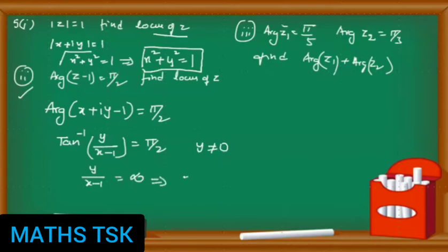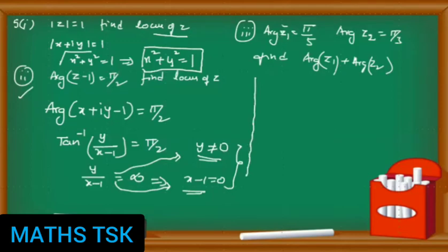This implies x minus 1 is equal to 0. These two are the conditions. It means when x minus 1 is equal to 0, something by 0 becomes infinity. 0 by 0 means undefined, so y is not equal to 0. Okay, from this you can write y is not equal to 0 and x minus 1 is equal to 0. Right.